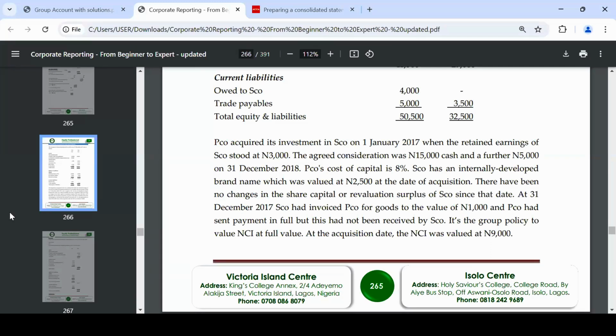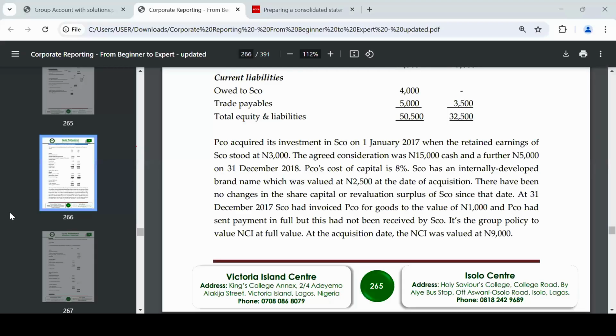Can somebody summarize how you are supposed to adjust this, how you are supposed to treat this? There's a deferred consideration of 5,000 naira and the parent's cost of capital is 8%. Anybody in the class? I'll call Nemo.